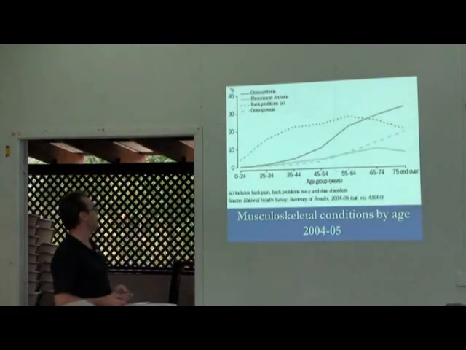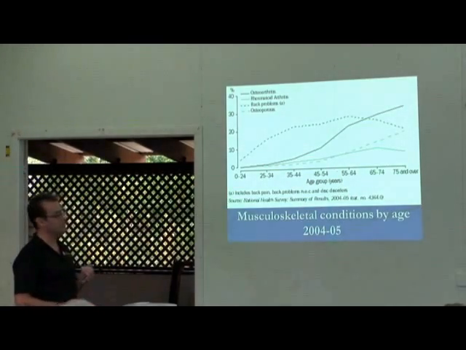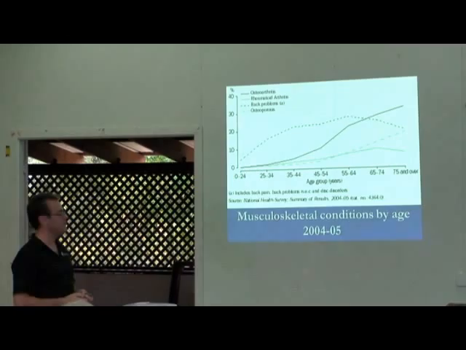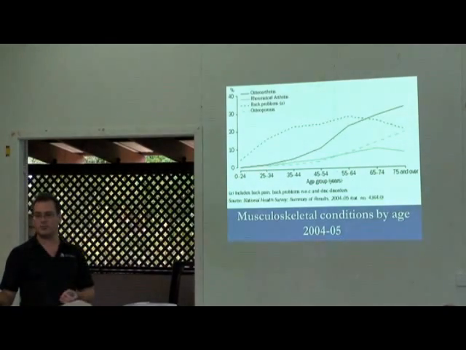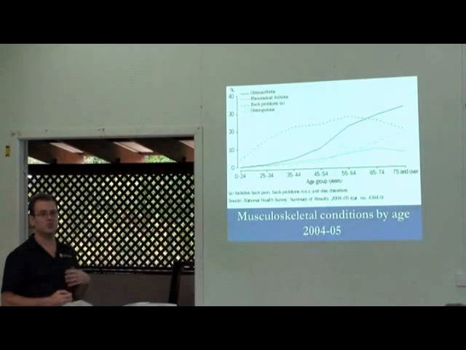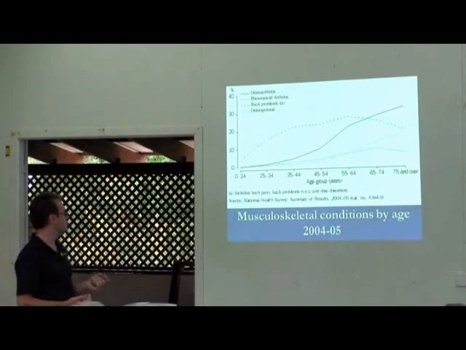So these are conditions by age. Osteoporosis, osteoarthritis, and arthritis in general tend to advance more with age. Back pain actually hits a peak and then starts to drop off. When you get into the 80-85 year age group, the new onset of back pain reduces.